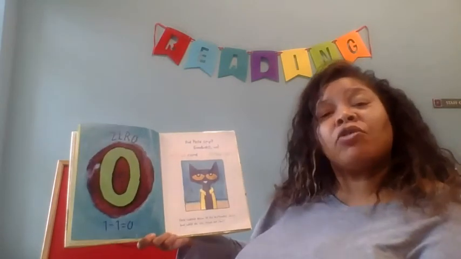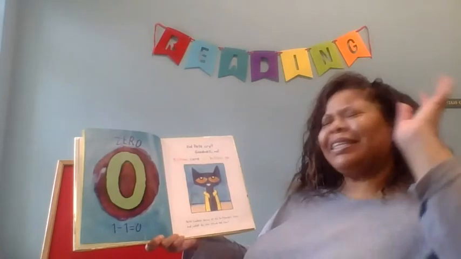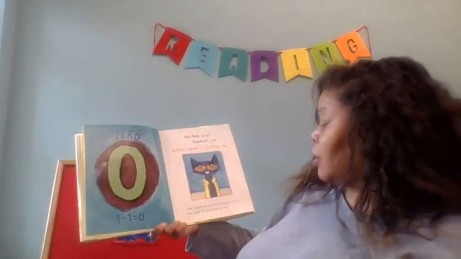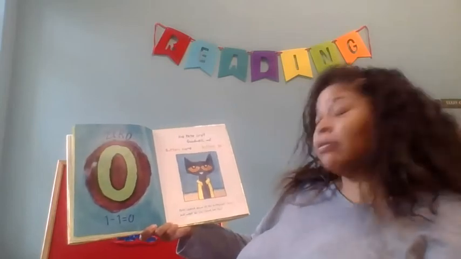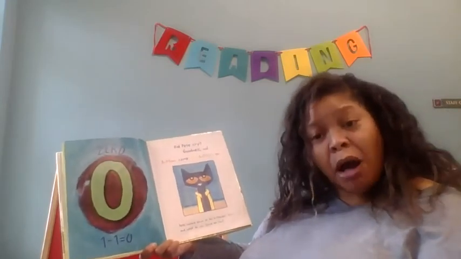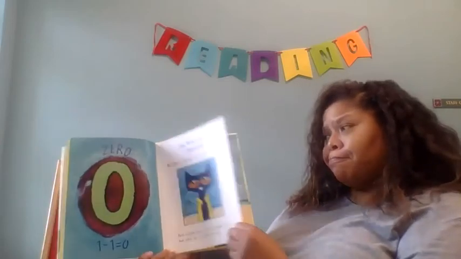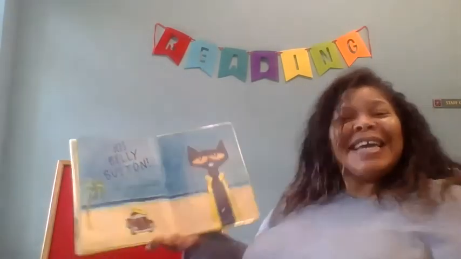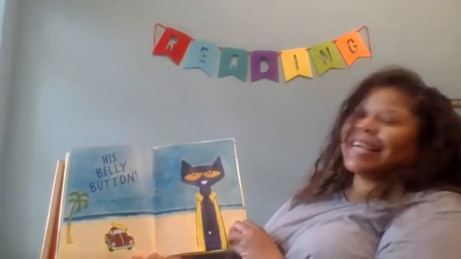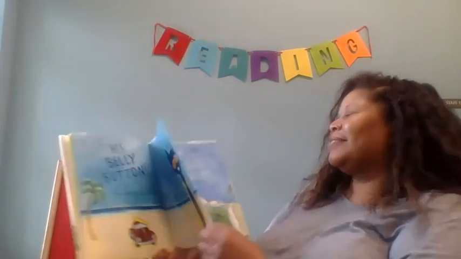Did Pete cry? Goodness, no. Buttons come and buttons go. Pete looked down at his buttonless shirt. And what do you think he saw? His belly button, and he kept on singing his song.